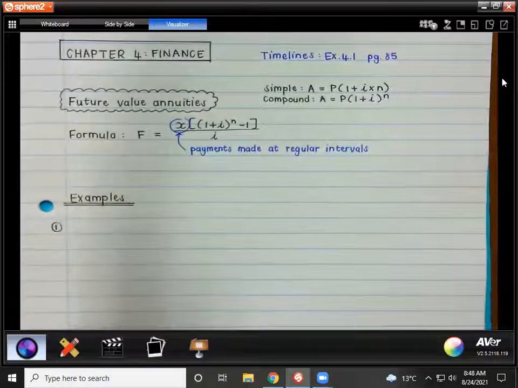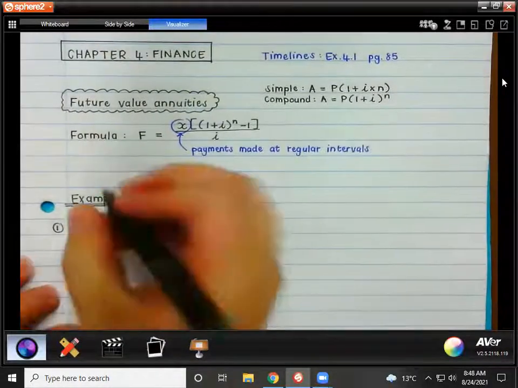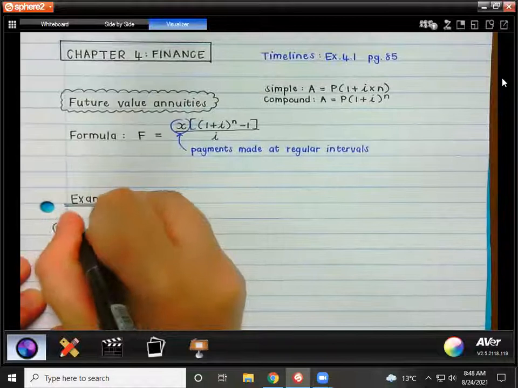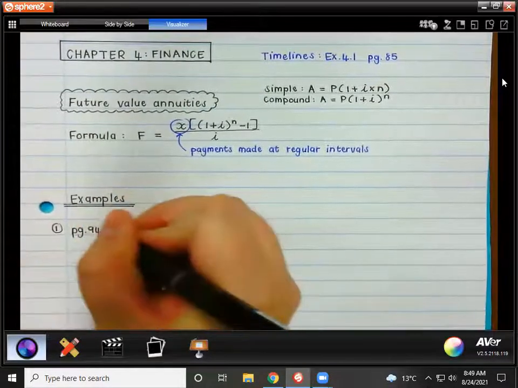Sure, now it's a lot of writing. Can I actually just write page 94 and then I'll just, because it's going to take so long.